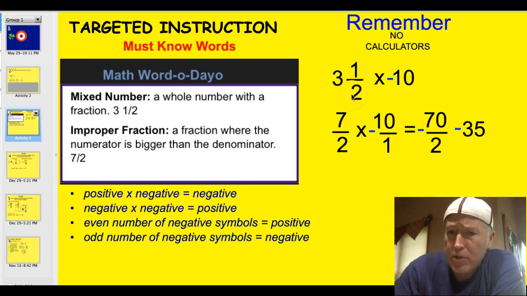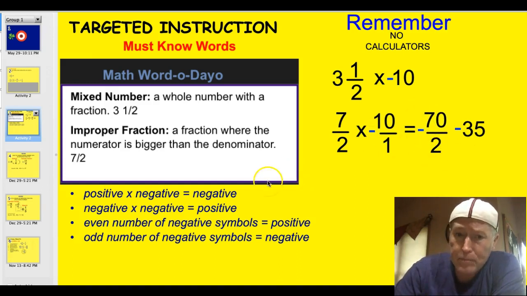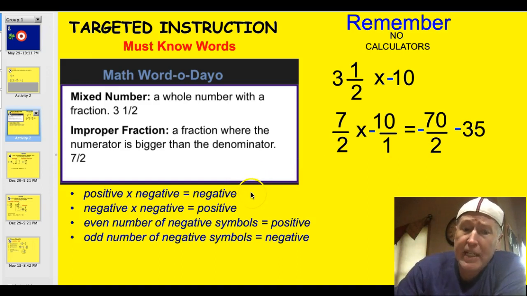So 3 times 2 is 6, plus 1 is 7 halves. I made that into 7 halves. And then I can multiply it by negative 10 here, or negative 10 over 1. Just multiply straight across. 7 times 10 is a negative 70. 2 times 1 is 2, so I have negative 70 divided by 2. That's just negative 35. Remember, a positive times a negative is a negative.